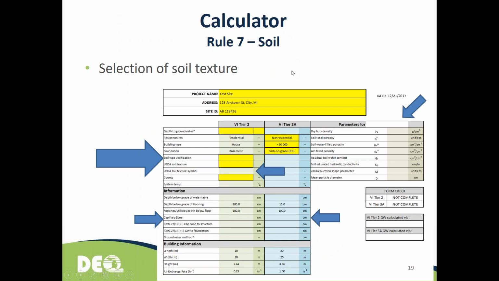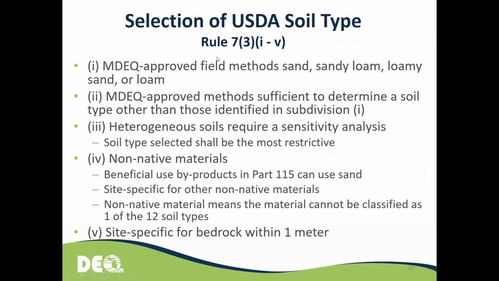When we have our soil information, we would be putting it in as the soil type verification, the methods that we do, and we'll look at how it populates the parameters as well as some of the other cells that will help us populate. When we look at the proposed rules in Rule 7, Sub-Rule 3, I to V, it is how we determine the selection of the USDA soil type. There are 5 options, again, I to V. That allows us to identify what soil type we can use based on how we collected the information.